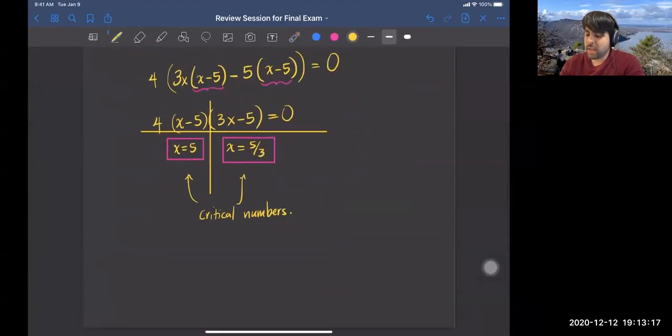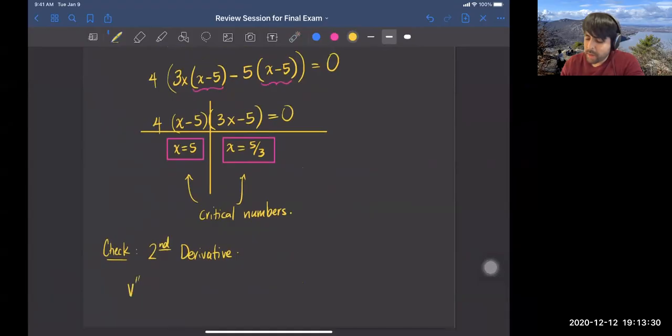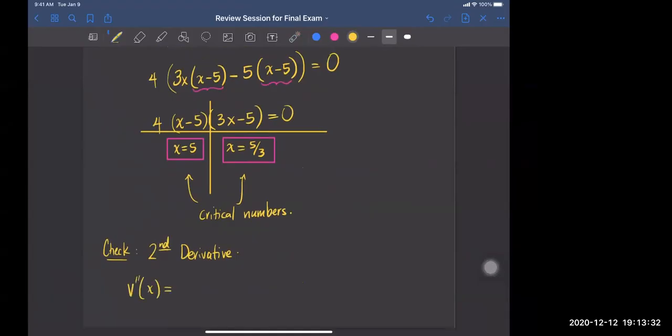So then just to check, what I would use is the second derivative. If I look at the second derivative very quickly, V double prime of x. Professor, you see how you got 4 times x minus 5 just above the second derivative?